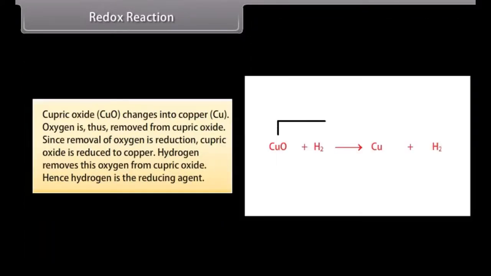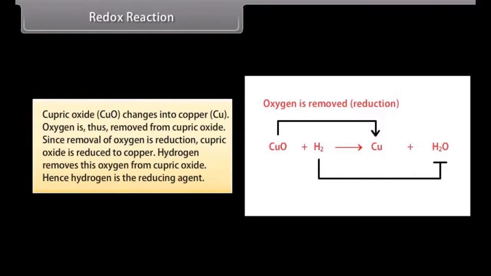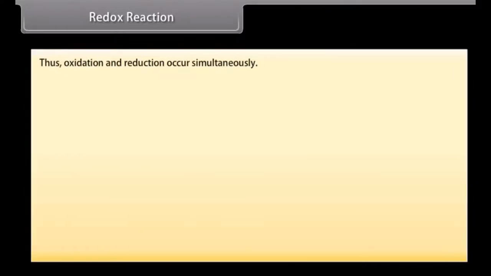Cupric oxide changes into copper. Oxygen is thus removed from cupric oxide. Since removal of oxygen is reduction, cupric oxide is reduced to copper. Hydrogen removes this oxygen from cupric oxide. Hence, hydrogen is the reducing agent. Thus, oxidation and reduction occur simultaneously.